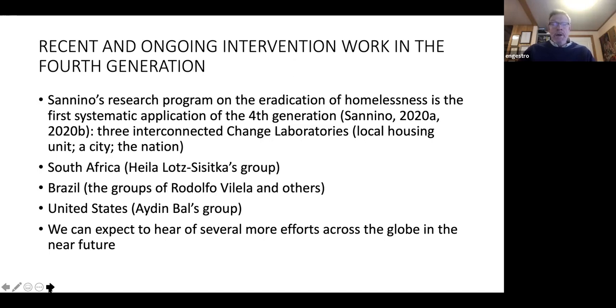I could mention more. I think that at the moment we can expect to hear much more about this type of work across the globe. Obviously, it doesn't mean that all activity theoretical research, in my opinion, should be of this fourth generation kind. But I'm saying that if we want to be responsible researchers in this day and age, in this current world, we need to try to move and expand our repertoire to include fourth generation activity theoretical studies and formative interventions of this kind. That's it. Thank you.